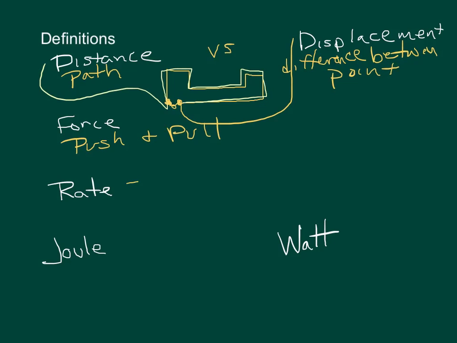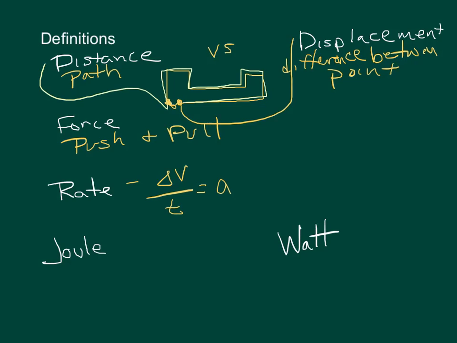Rate is how quickly something is being done. So, for example, acceleration is the rate of change in velocity. So the change in velocity over time gives us the rate of the acceleration. We will also see this when we look at power.